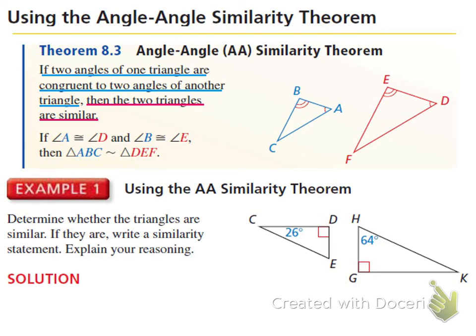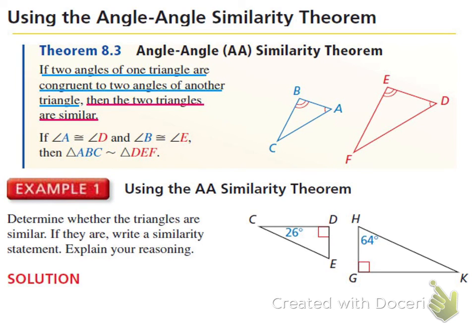Here we go. First example. I know some of y'all, I'm just telling you. Determine whether the triangles are similar. If they are, write a similarity statement. Explain your reasoning. So, do we have any information about the sides? No, we just have information about the angles. But I know that if two angles are congruent to two angles, then I have similar triangles. It looks like I got 26 and 90 and 64 and 90. Do I have all the information to come to my decision? No. What can I do to have all the information?